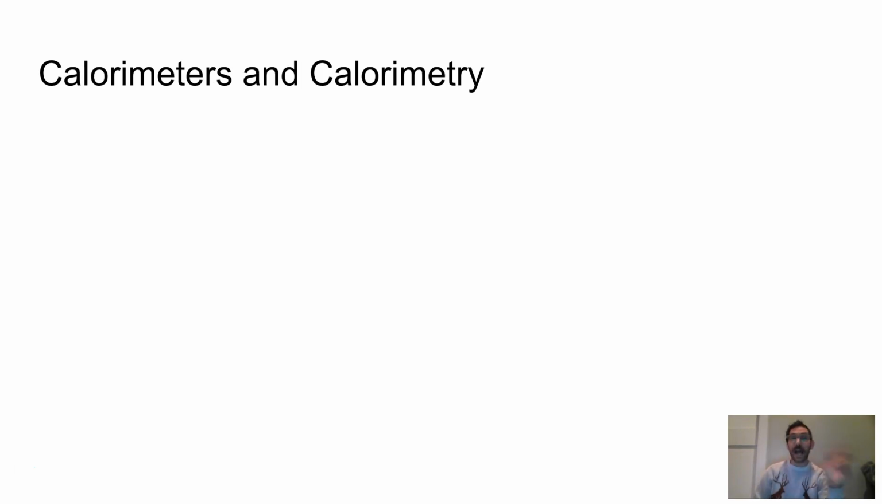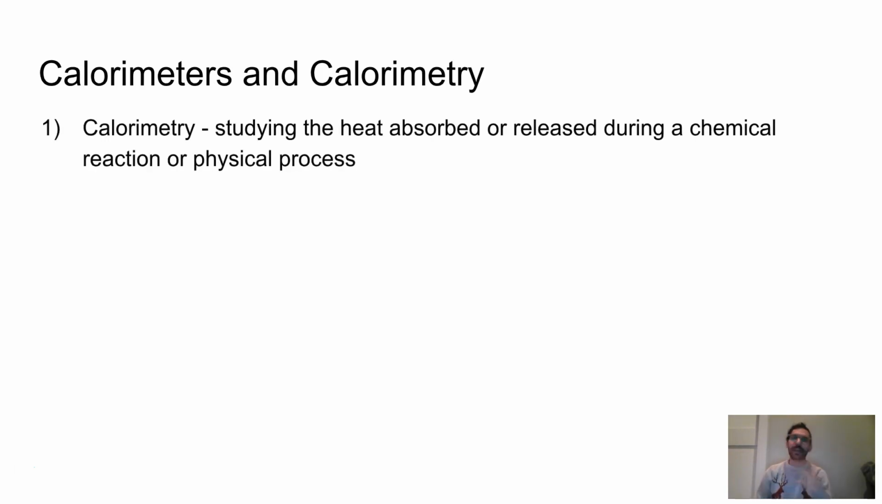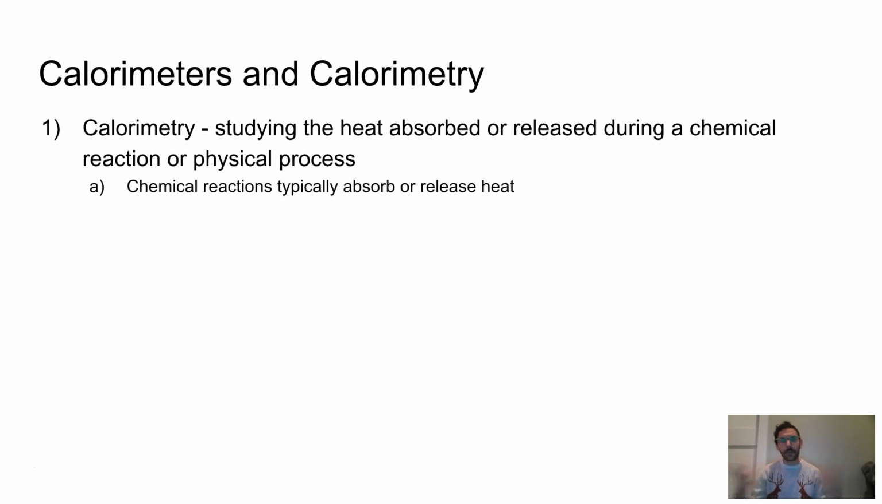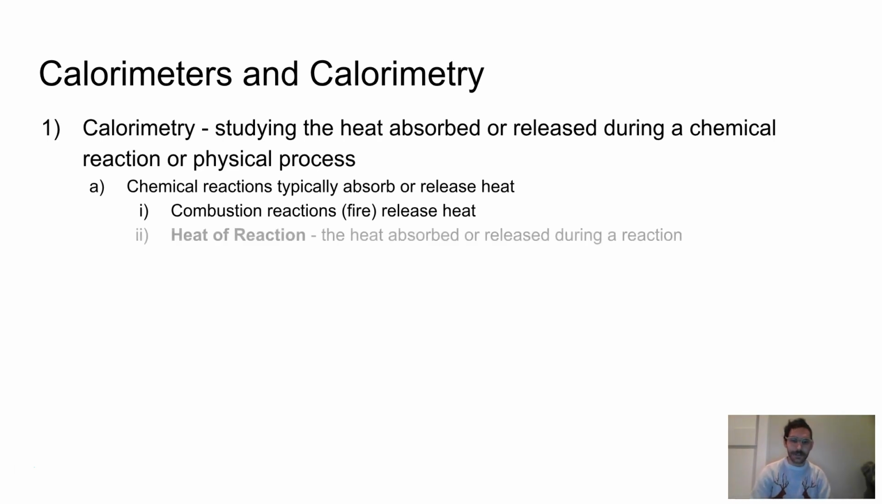Calorimetry is the act of studying the heat that is absorbed or released during a chemical reaction or a physical process. Those things are different. Chemical reactions are going to typically either absorb or release heat. An example of that would be a combustion reaction, fire. That releases heat. You get hot if you stand near a fire.